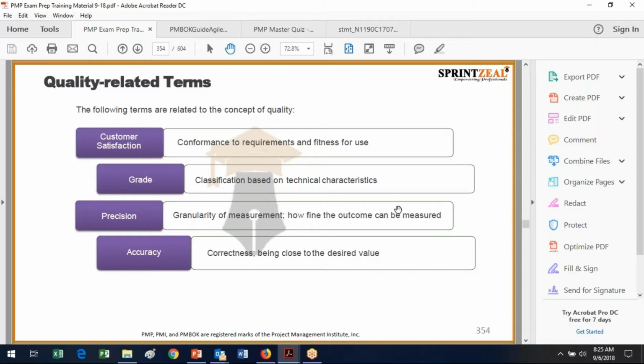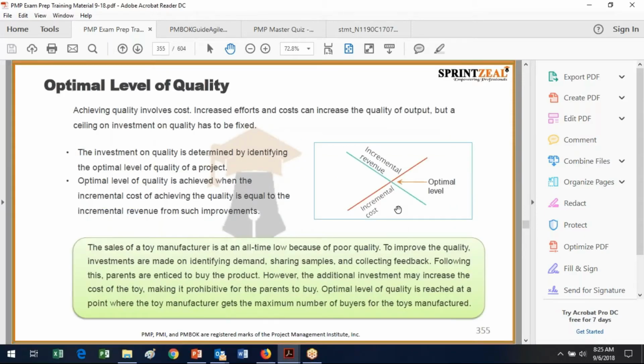So the following terms are related to the concept of quality, and that is, of course, customer satisfaction, and then we're going to talk about grade and distinguish various grades of products, as well as precision, which is versus accuracy. And those are kind of two sides to a coin in terms of, you can be very precise and not be accurate, or you can be accurate and not be very precise. So we're going to talk about all of these things in the future slides.